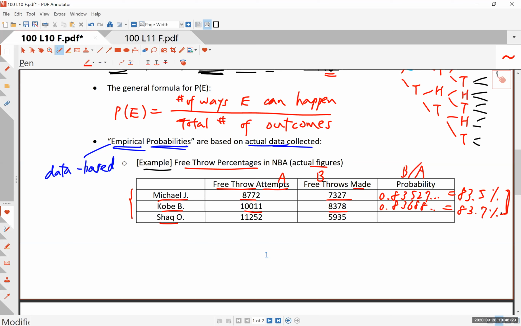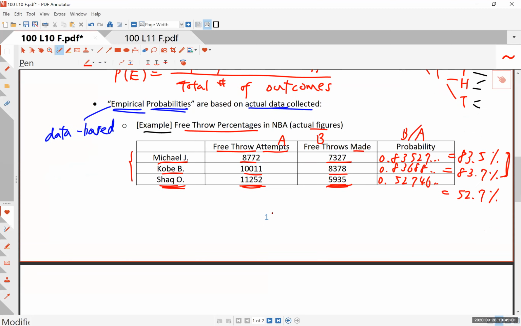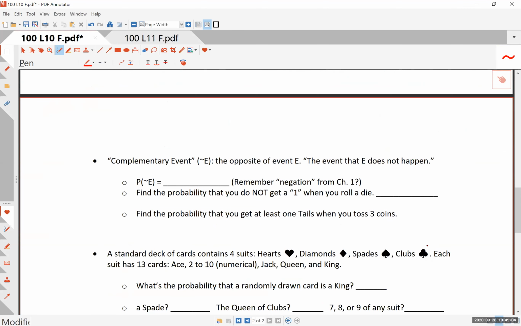NBA professional basketball player. Shaquille O'Neal was in a different league. It's the same NBA, but he did not have such success in free throw attempts. If you divide this number by that number, and you can do this on your calculator, it's 52.52746, so this number is about 52%. This is an empirical probability question, which shows you that Shaquille O'Neal did not have as good a free throw percentage as most other basketball players.